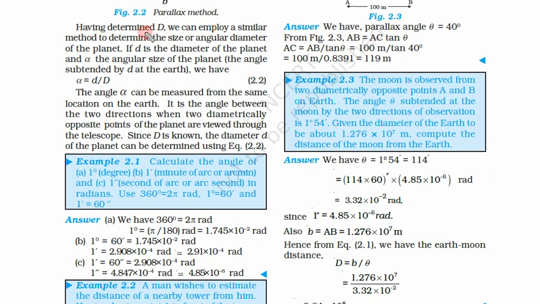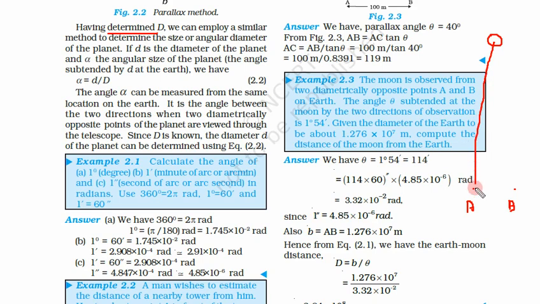Now we have determined distance d of the star. We can employ a similar method to determine the size or angular diameter of the planet. So that means, now we have taken two things. Suppose this is a star. Okay. Now this is Earth's observatory. So we are seeing from 2 points, A and B.